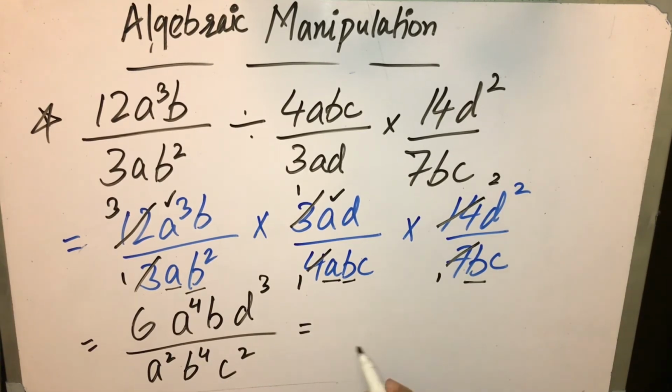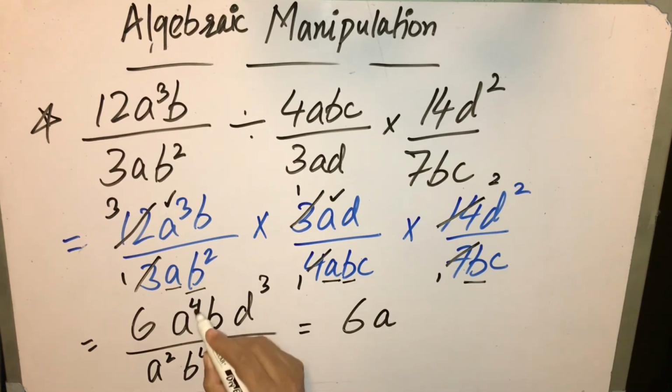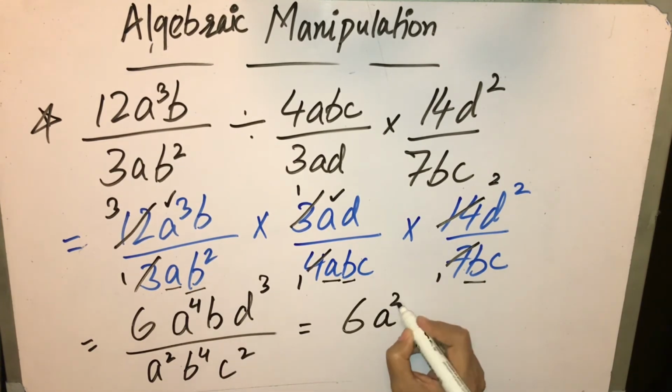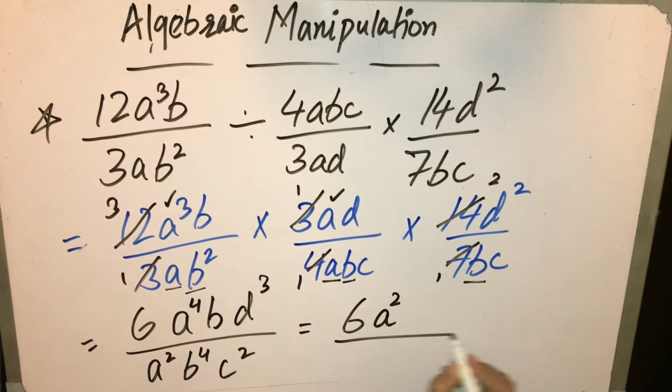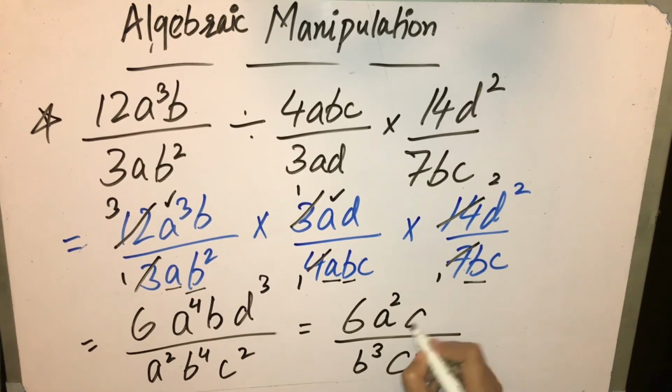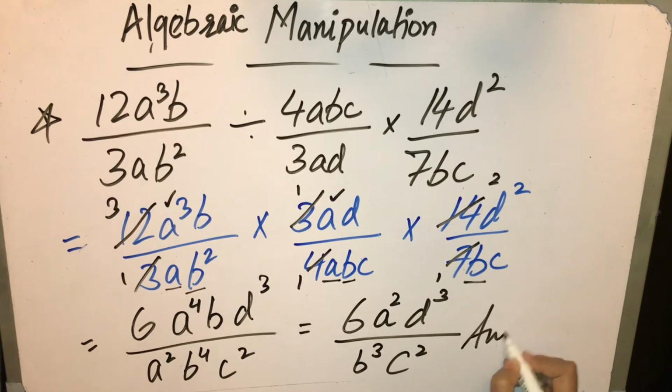So when we find the final answer after simplification, a^4, a^2, we have 2 a's in the numerator, b^4 is there, b^1 is there, b^3 is here, c^2 and d^3. This is the final answer. We have the answer after simplification. We cannot do any more simplification now. So this is the final answer.